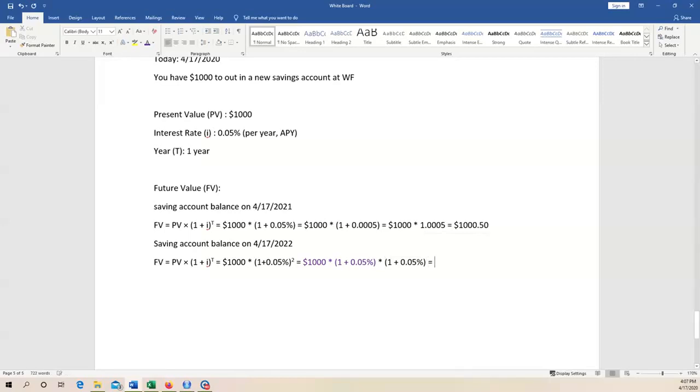And this is equal to, let me recycle what I did previously, $1,000, 50 cents, right? Multiplies this part, which is 1.0005. And what's the answer here? Let me use a calculator. And that is $1,001. So this is what? This is your 2 year ahead future value.